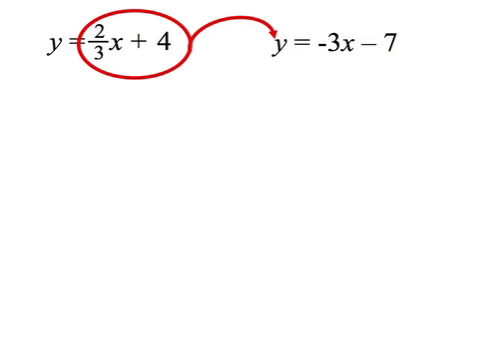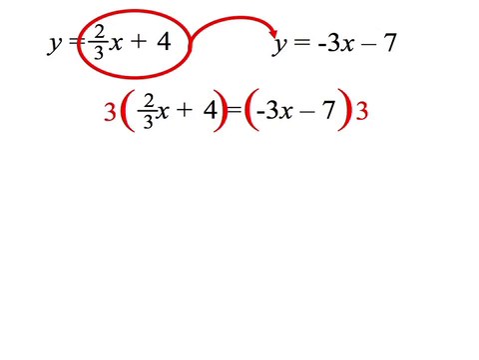So we can take the right side of one of the equations and substitute it for y in the other equation, as shown. So now we have a new equation: 2/3 x plus 4 is equal to negative 3x take away 7. And there's only one variable. So we're going to multiply both sides by 3 so that we don't have any fractional coefficients.